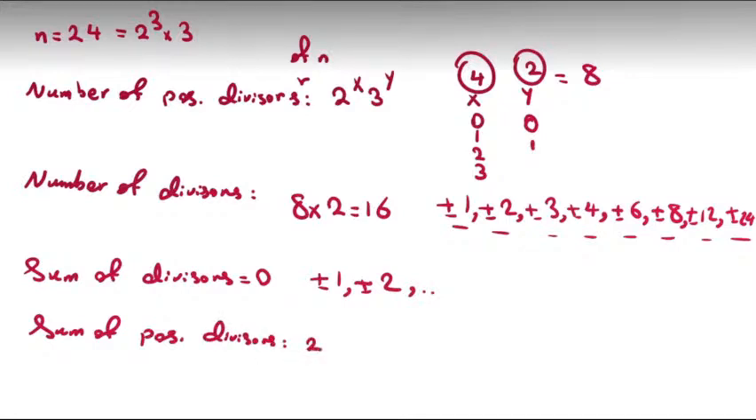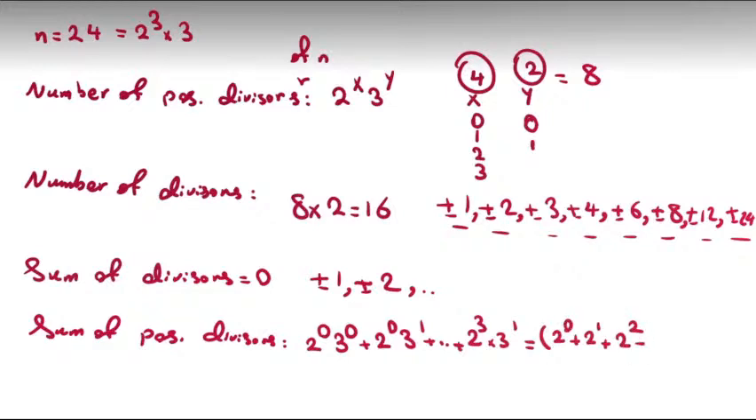Look, you say, for example, 2^0 times 3^0 is 1. 2^0 times 3^1. 2^3 times 3^1. And you can write it like this: (2^0 + 2^1 + 2^2 + 2^3)(3^0 + 3^1), and you will see all the divisors.